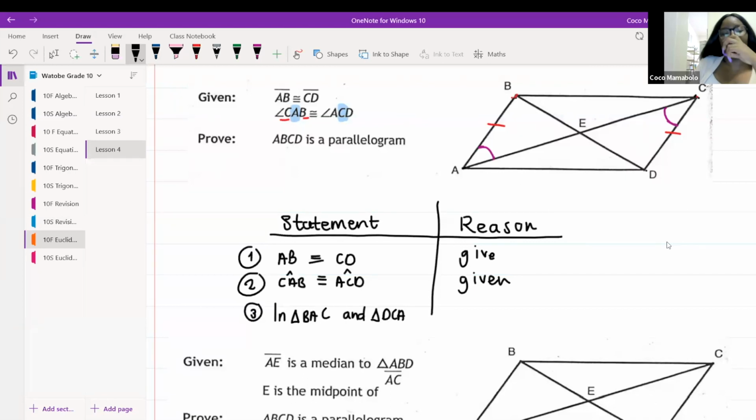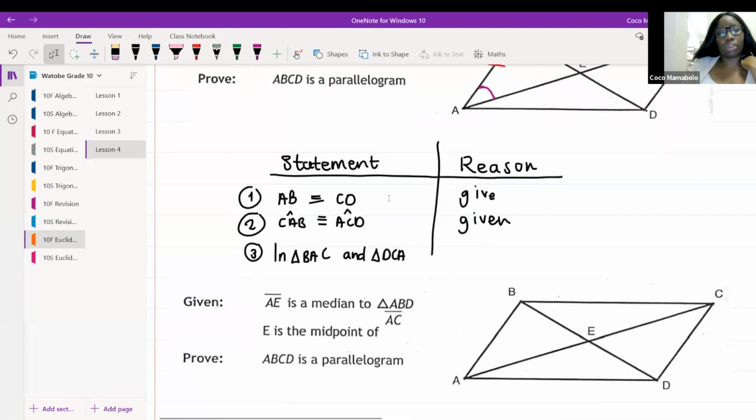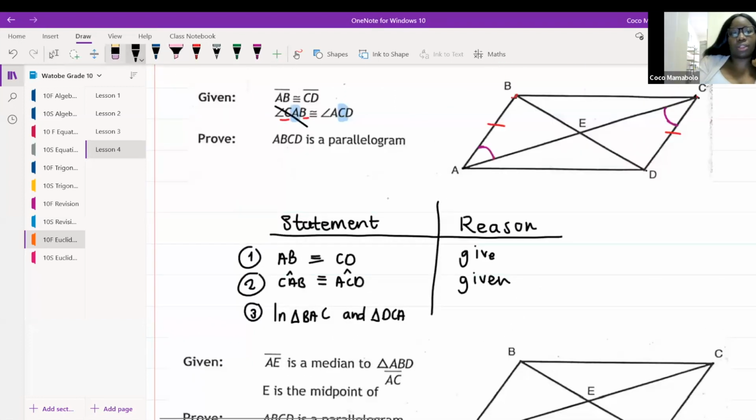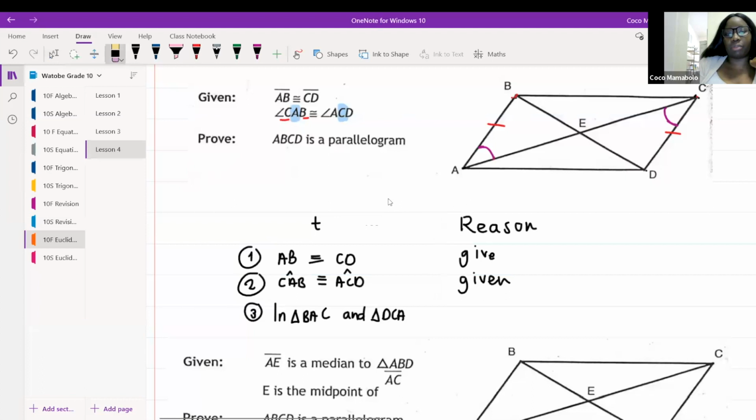Okay, Matrebe says, I'm a little lost there. The statement reason thing is taking up a lot of my space and I need it. All right. Statement. Okay.